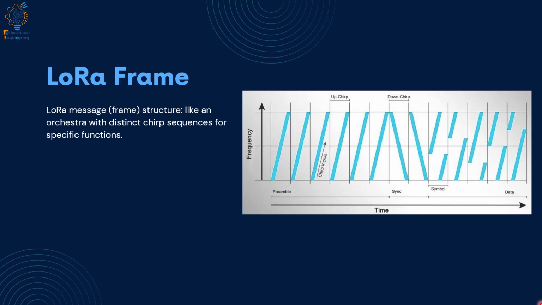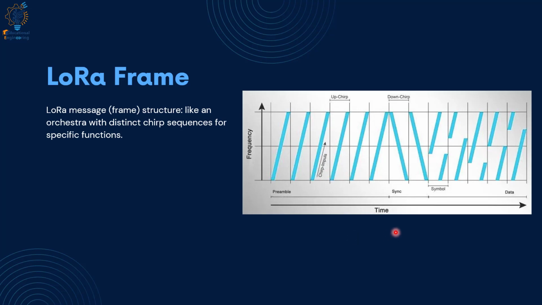This parallels the construction of a musical piece where various instruments contribute to the overall melody. A LoRa frame combines different chirp sequences, each serving a specific function. In this drawing, each blue line stands for one chirp. As time goes on, these chirps move through different frequencies.